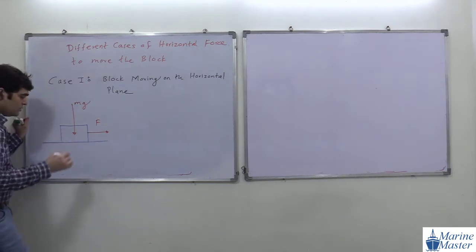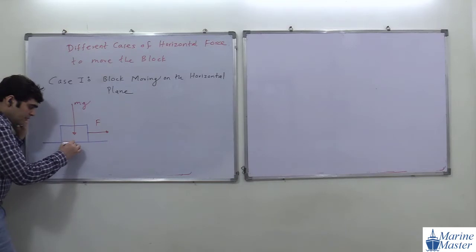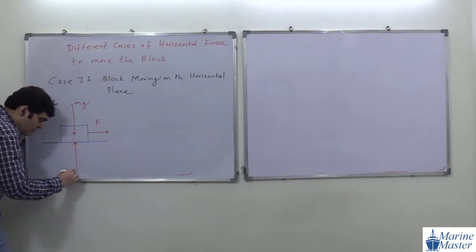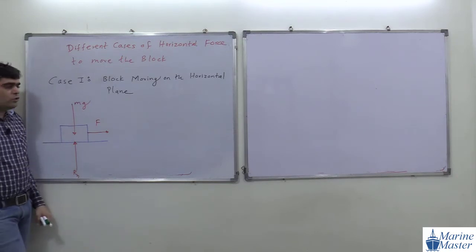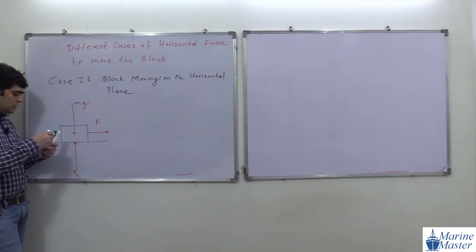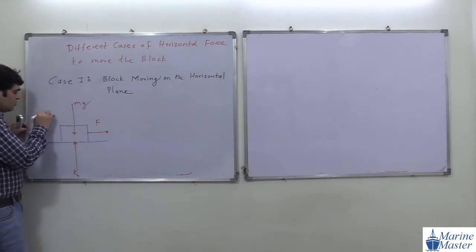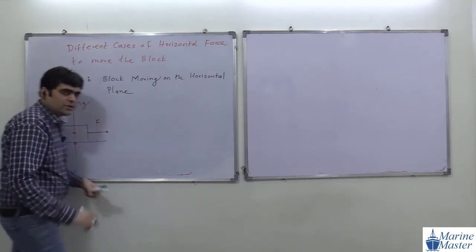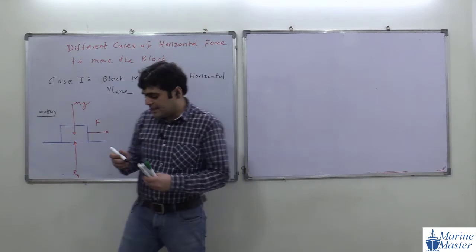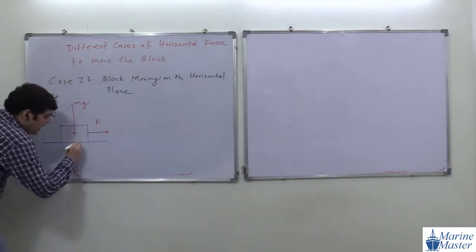Here the object tries to go down, but there will be normal reaction. And normal reaction is always normal to the plane. Friction force is opposite to the motion. Suppose the motion of the object is on this side. If the motion of the object is this side, then the friction force is opposite to the motion.